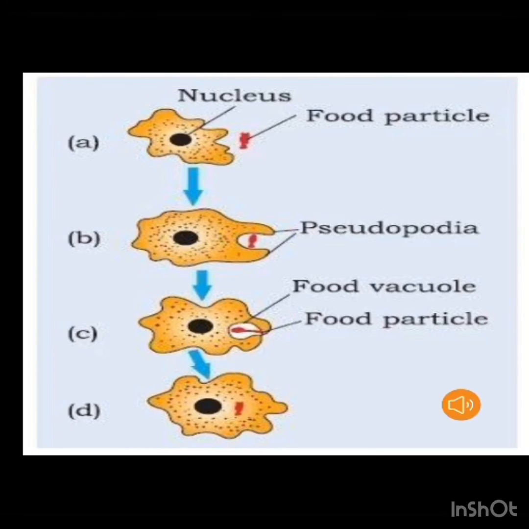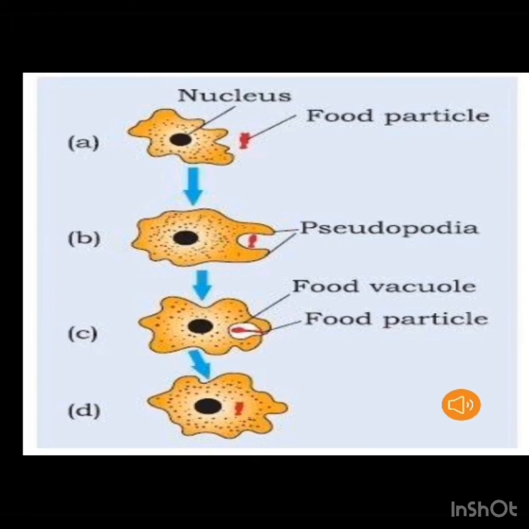Nutrition in amoeba. Amoeba is a unicellular organism. It is microscopic. It has no fixed shape. It has finger-like projections called pseudopodia. It engulfs its food or prey with the help of pseudopodia.